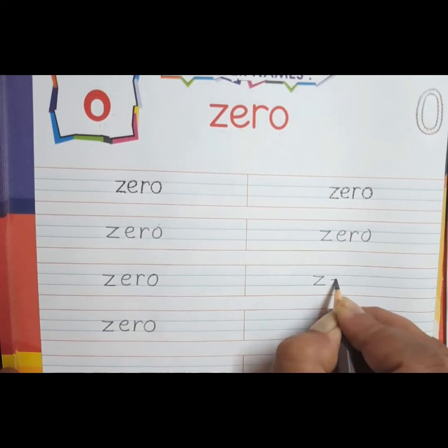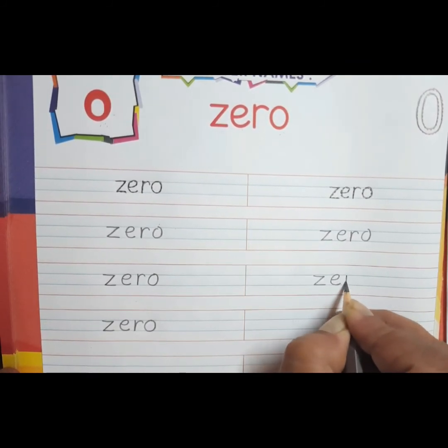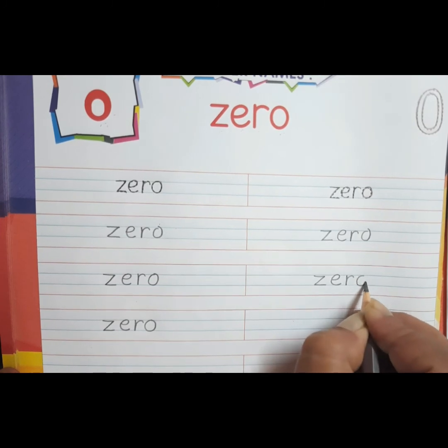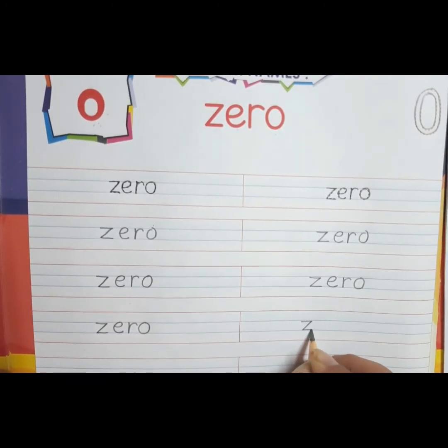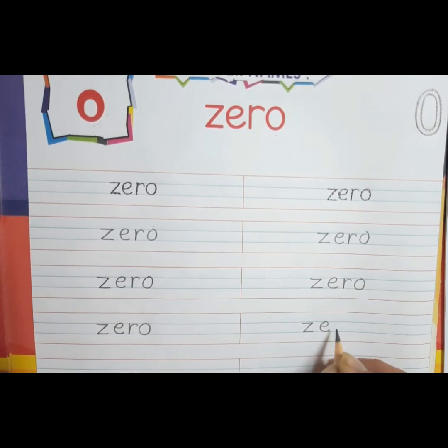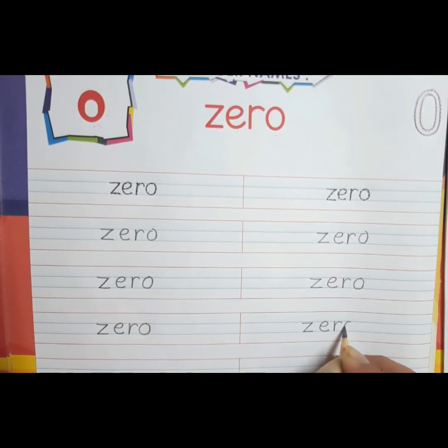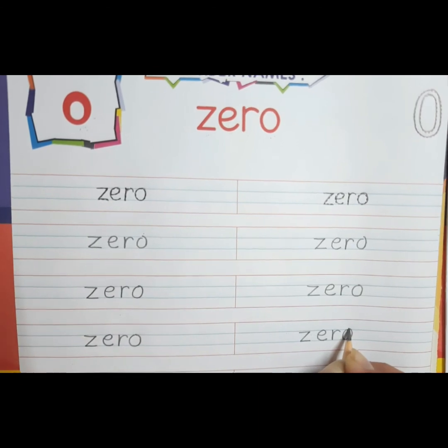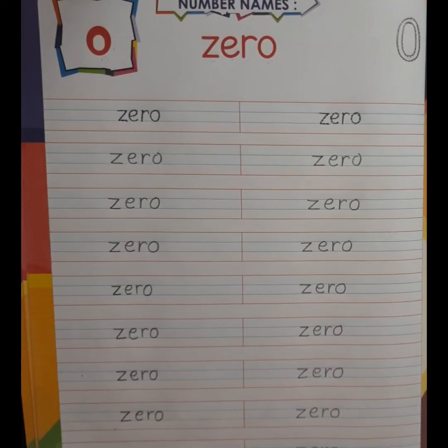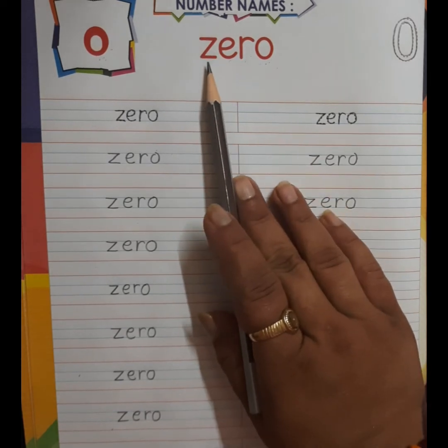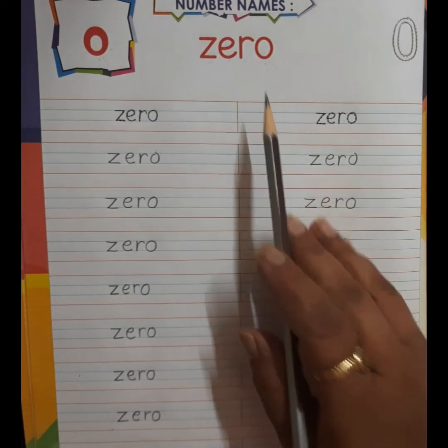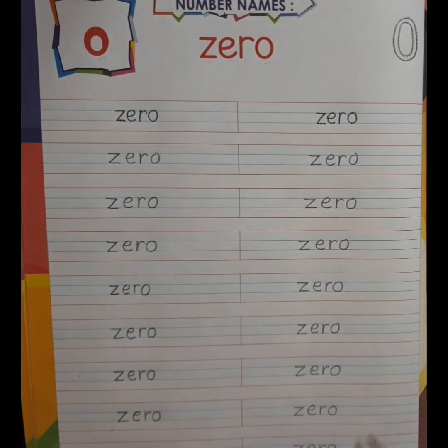Z E R O, zero. Z E R O, zero. Children, this is how you will write number name Z-E-R-O, zero, in your workbook.